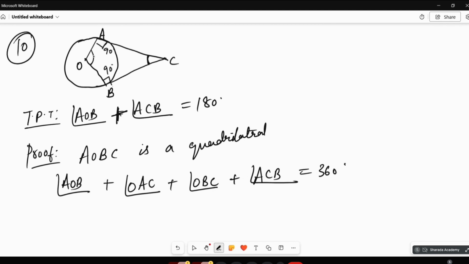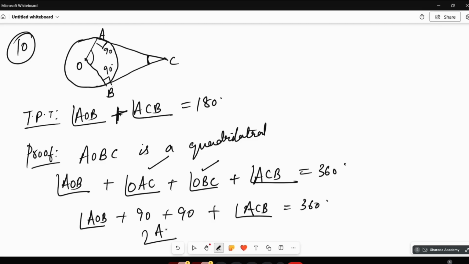Now OAC angle and OBC angle, these two are 90 degree. Reason, radius and the tangent are perpendicular to each other at the point of contact. So AOB plus 90 plus 90 plus ACB is 360, or AOB plus ACB is equal to 180.